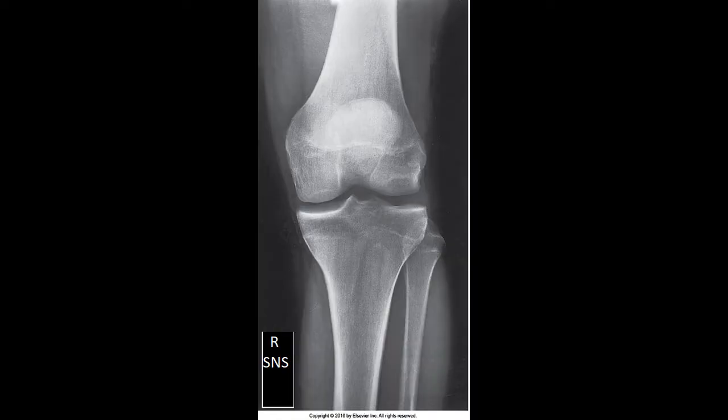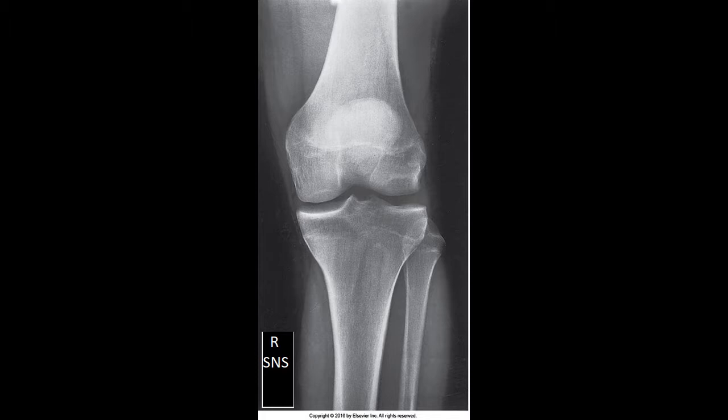All right, I'm going to begin evaluating my images. This first image is the AP projection of the knee, and I had a tube angulation of 3 to 5 degrees caudad. This will open up that joint space between the femur and the tibia, or the femorotibial joint space. So I would say that my patient was properly positioned.